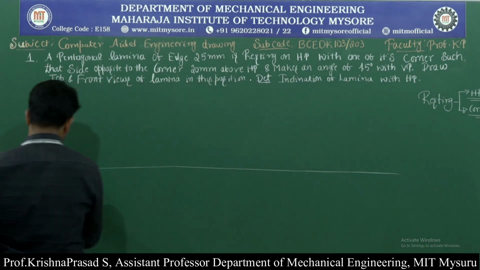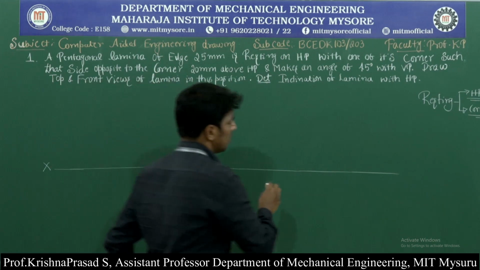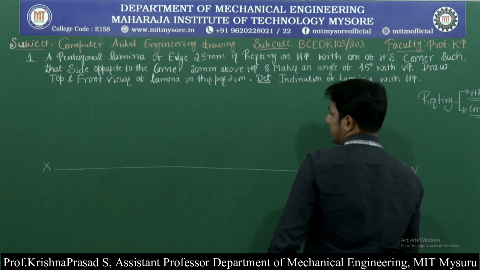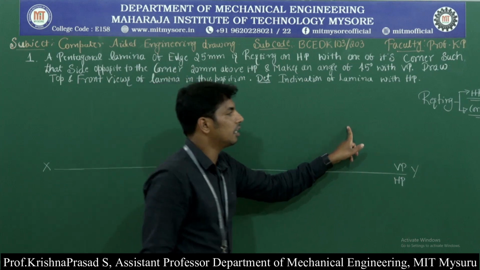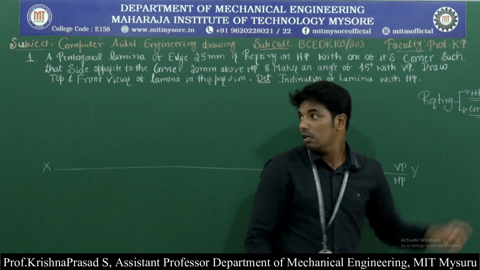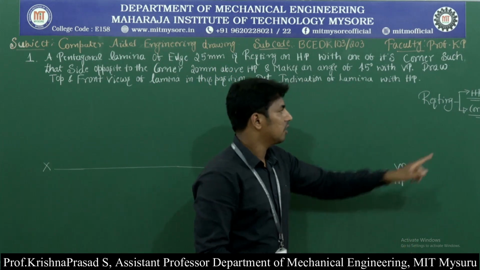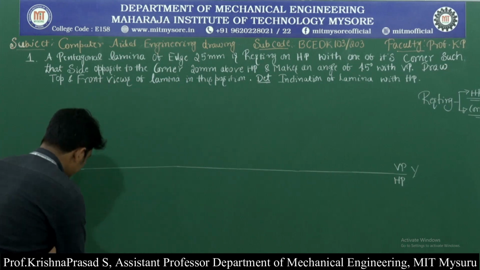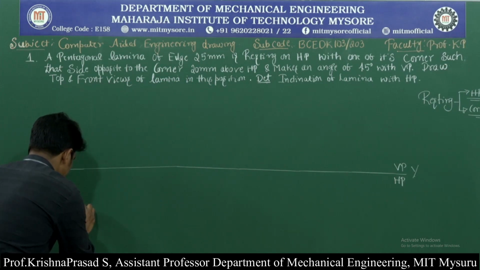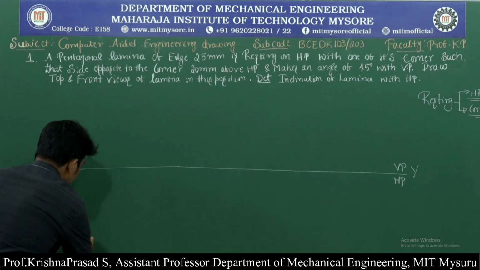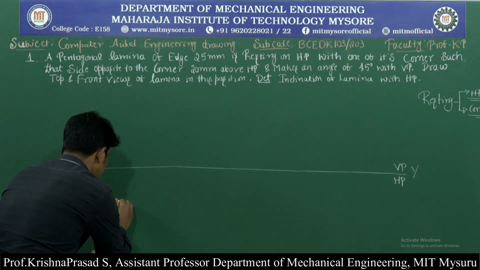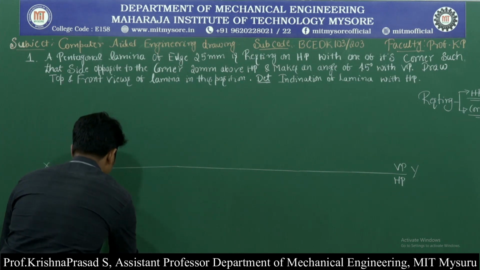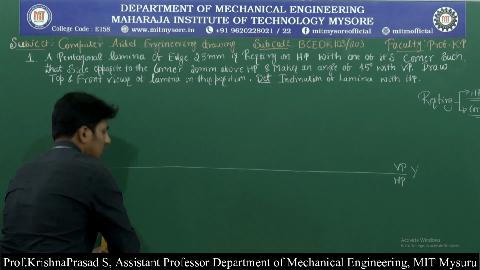The plane above the XY line is called VP, and the plane below the XY line is called HP. In the problem, the pentagonal lamina of dimension 25 mm is resting on HP along with the corner condition. So for the corner condition, I am taking 25 mm here. Then after the 25 mm, I have to construct the pentagon.